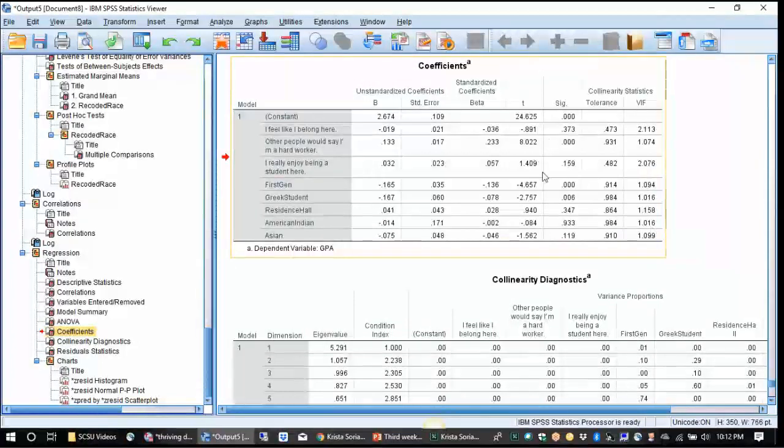Other significant variables in the mix. First of all, for first gen, what we see here is a negative relationship. We also see that for Greek students as well. So that negative relationship means that first generation students have a significantly lower GPA compared to non-first gen students. And Greek students also have a significantly lower GPA compared to non-Greek students. And we know it's lower because of the negative sign here on the unstandardized coefficients or on the standardized coefficients. And then we know these variables are significant because the p-values are less than 0.05.